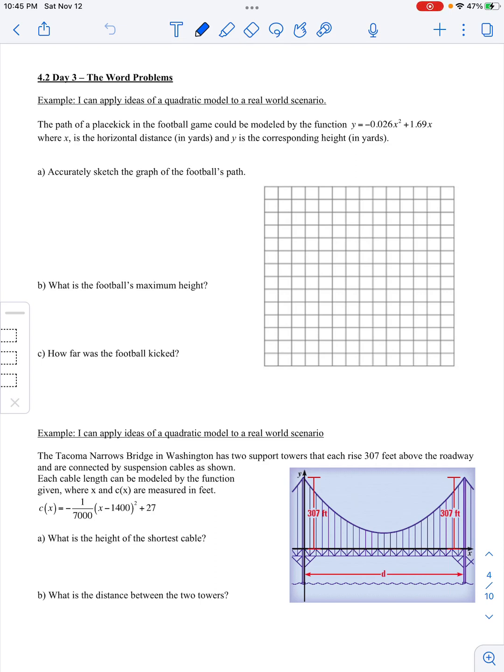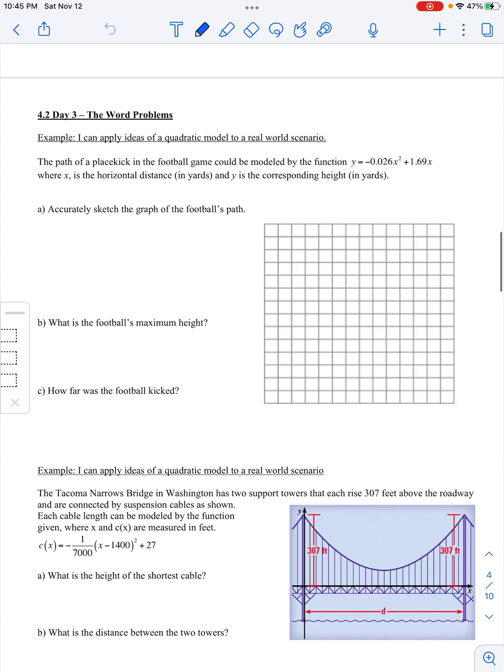Hey guys, I am going to make a video of this 4.2 day 3. One, because it's hard. Word problems are always confusing to people, so I want you to have a chance to look at it again. And two, I didn't see one in Schoology that would help you figure this out. So what's going to happen here is we're going to be doing word problems.